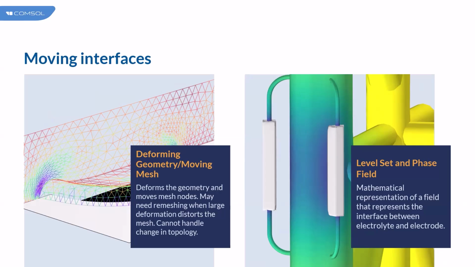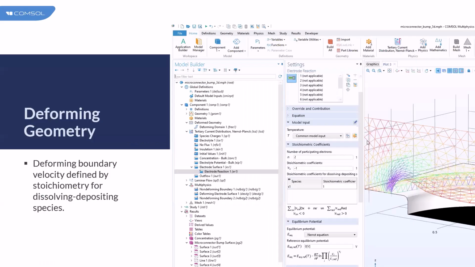So let's have a look at the deforming geometry first. The deforming boundary velocity is defined by the stoichiometry for dissolving and depositing species. Here in the electrode surface node, you select the stoichiometry coefficients for your electrode surface. And then automatically this will be a deforming electrode surface that is capable of moving in the model.